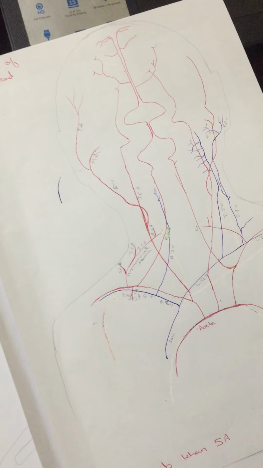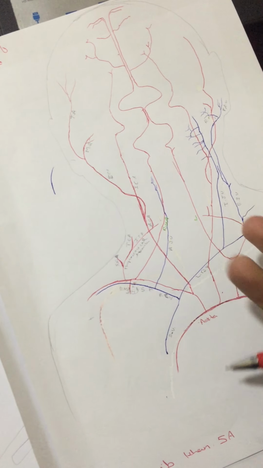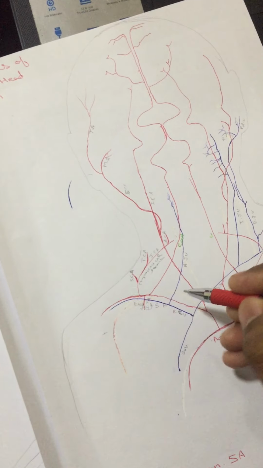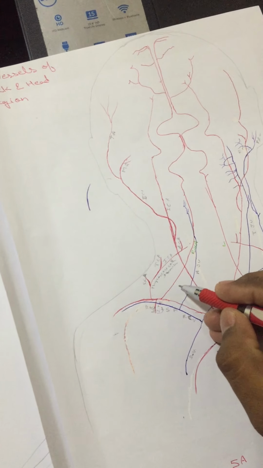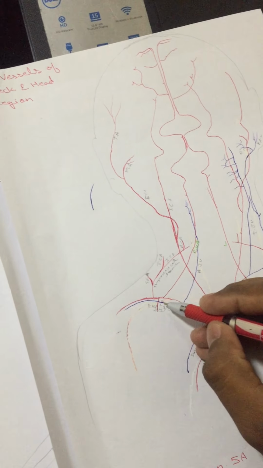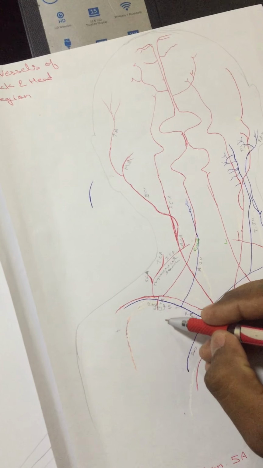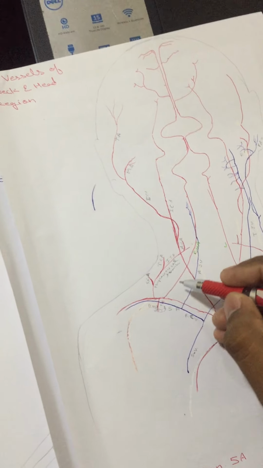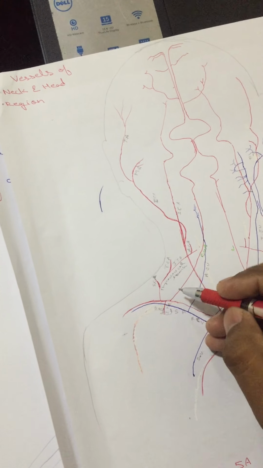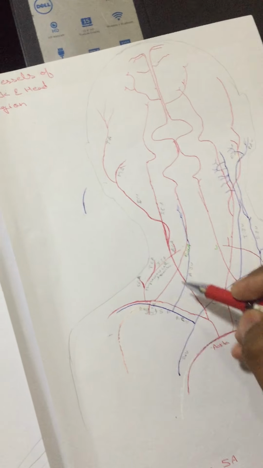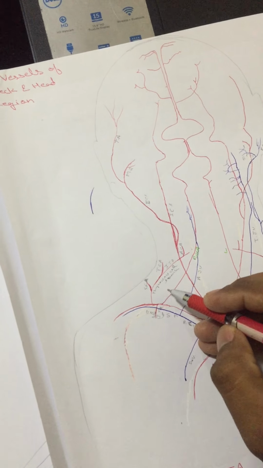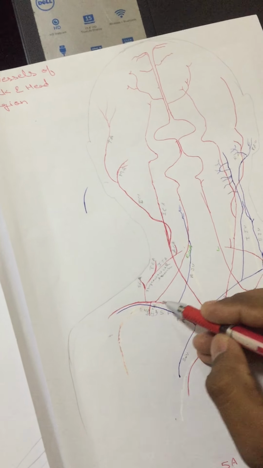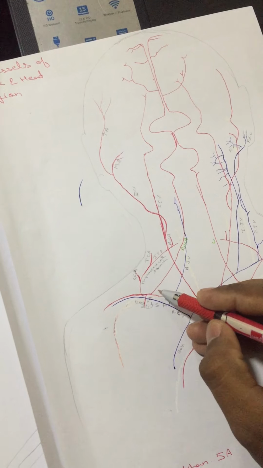The right subclavian artery bifurcates into three arteries. Number one is the right vertebral artery. Number two is the right internal thoracic artery, and number three is the right thyrocervical trunk. First, we talk about the vertebral artery.